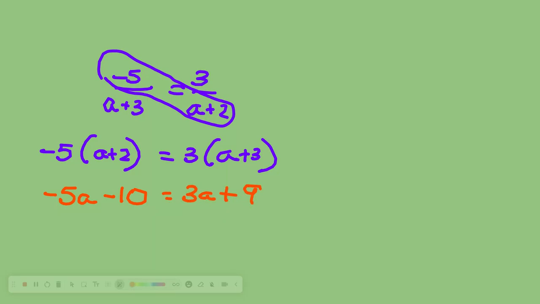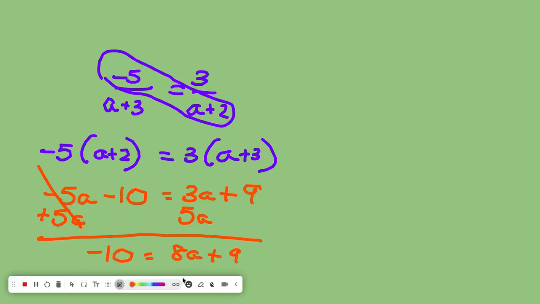Now you have to get rid of the a's and the constants. It doesn't matter which ones you do. So I'll add 5a on this side. Do the opposite signs. Whatever you do to one side, you do to the other. So we'll have negative 10 is going to equal 8a plus 9.